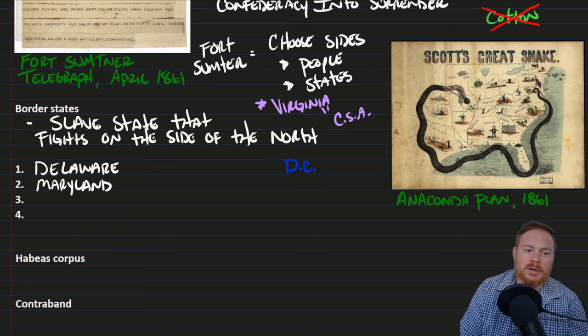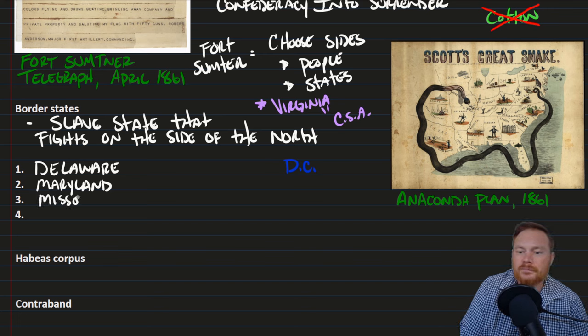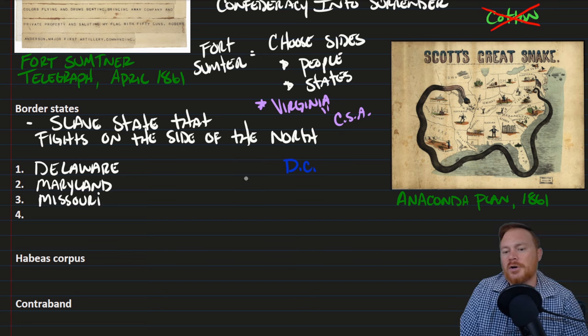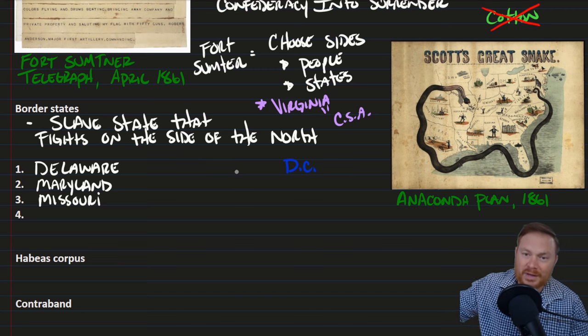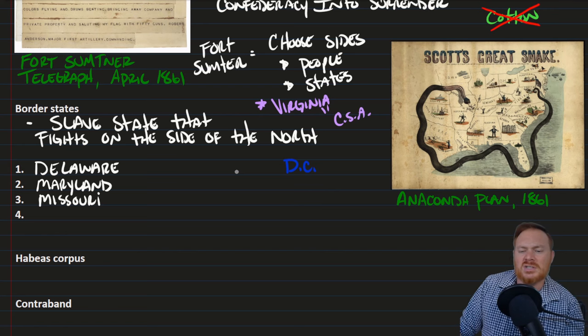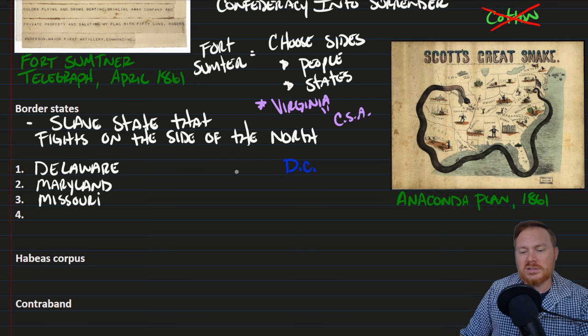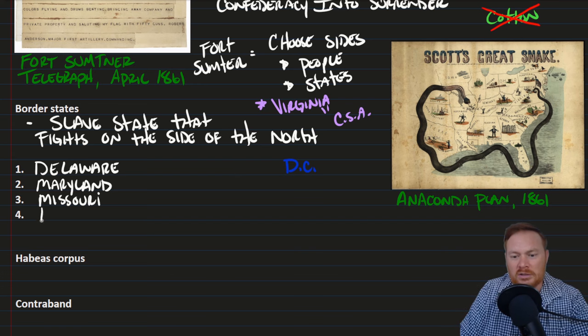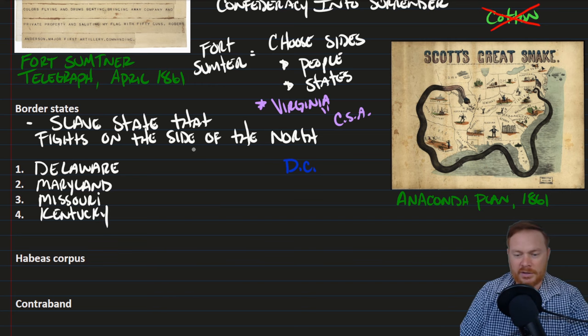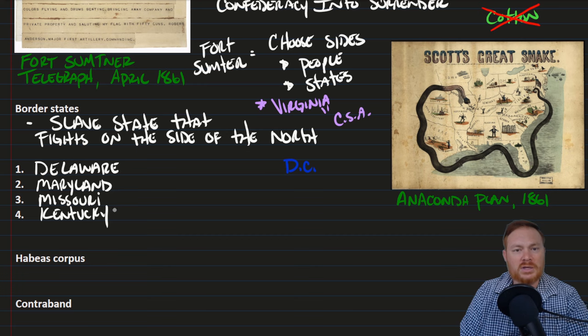It was militarily occupied. Missouri is also another slave state that fights for the North, again, occupied by the North. Missouri is located more in the West, so it wasn't really central, I would say, to the Civil War. It's still kind of Wild West at that time, but slavery was legal there, and it was on the side of the Union. And then Kentucky, and to Kentucky's credit, Kentucky was probably the state that tried to truly stay neutral as long as possible, but eventually they would side with the Union and fight for the North. So again, border states, slave states that fight on the side of the North. Our border states are Delaware, Maryland, Missouri, and Kentucky.